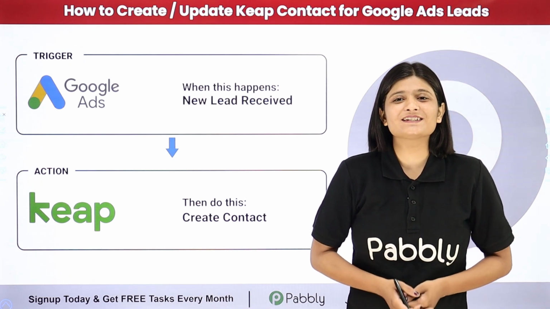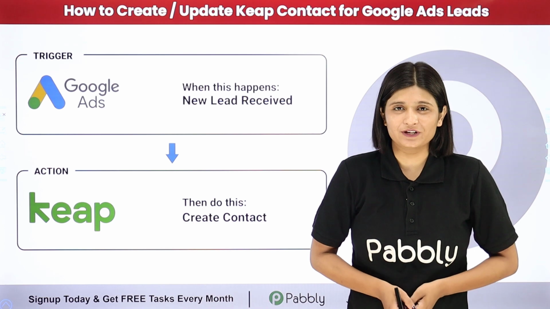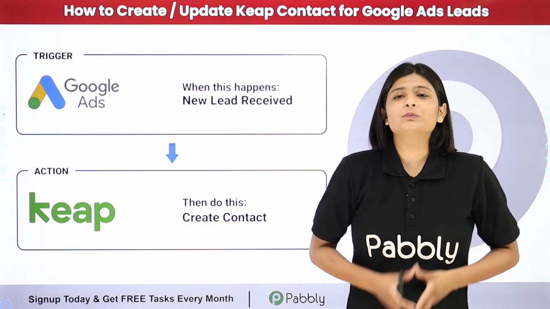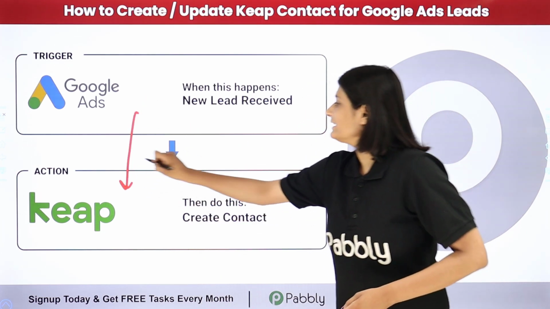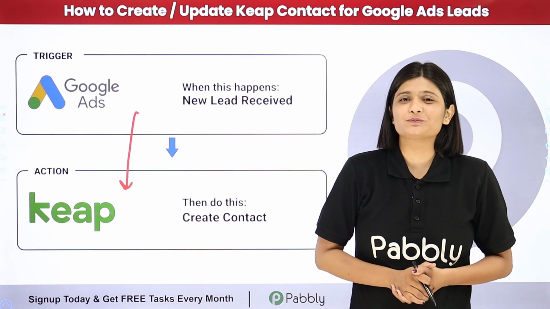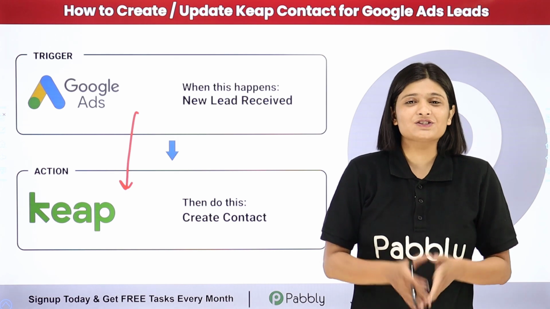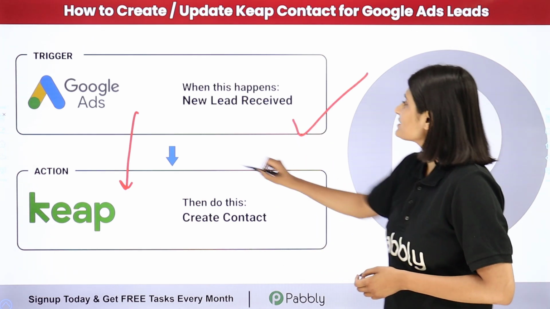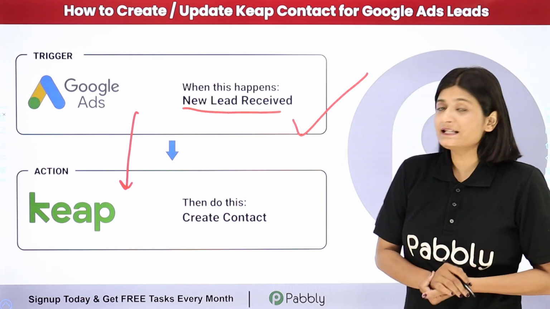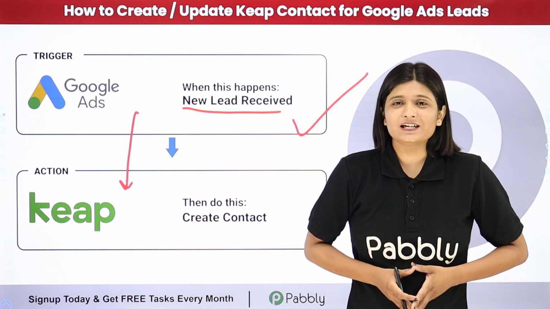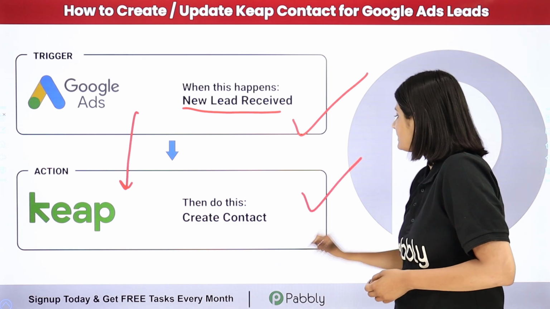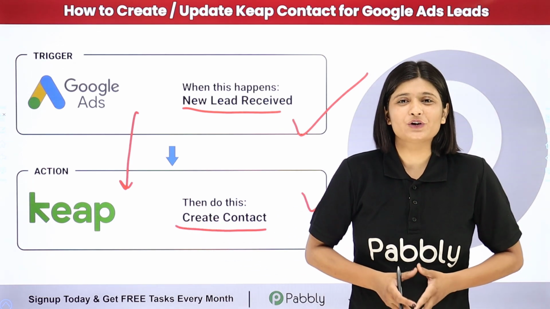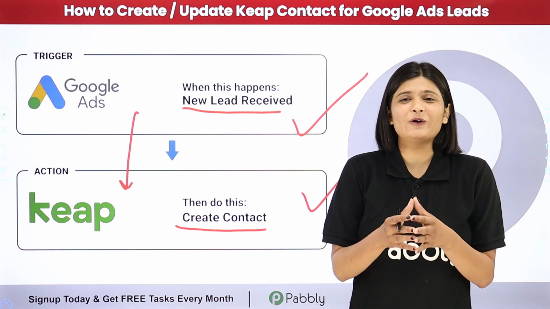Pabbly Connect is an amazing automation and integration software which requires no coding or programming skills. Here I just need to build a connection between Google Ads and Keap. Pabbly Connect runs on two principles, which are trigger and action. Here as my trigger application, I am going to take Google Ads, from where I will receive a new lead, and then in my action application, I am going to take Keap, where the contact will be created automatically. If you want to learn this amazing automation step by step, then let me take you all to my screen.